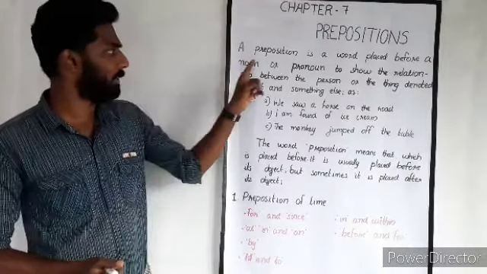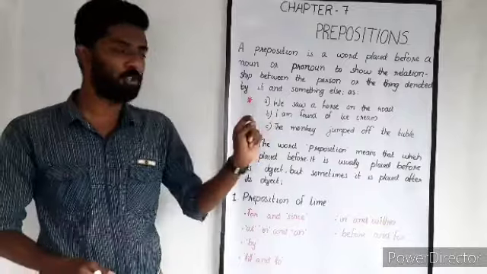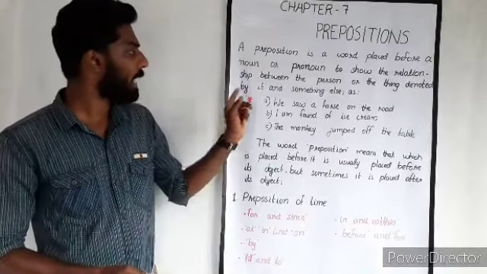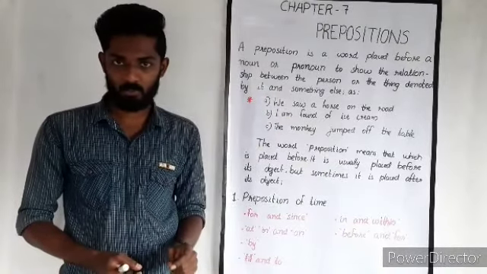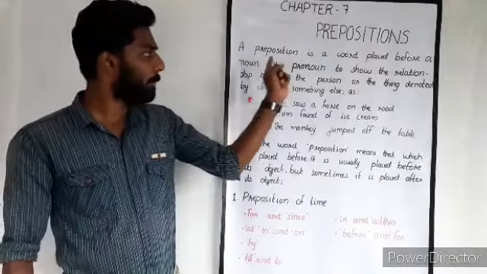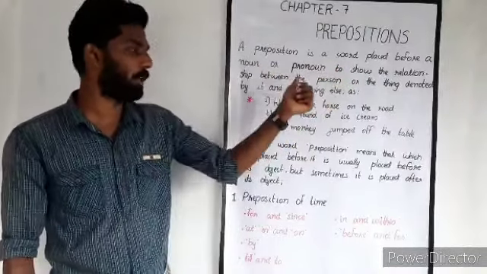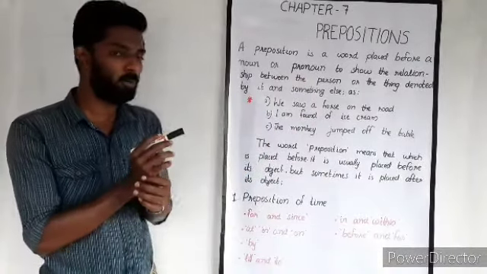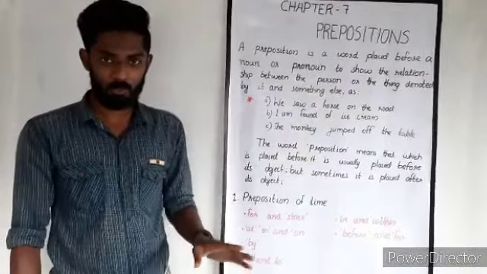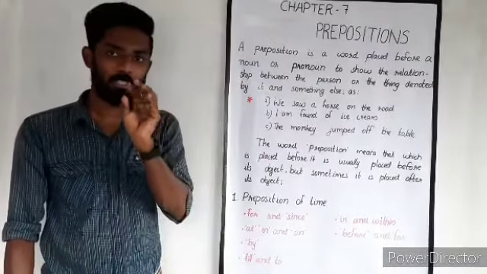As I have written here, a preposition is a word placed before a noun or a pronoun to show the relationship between the person or thing denoted by it and something else. This is the definition. So what does it mean? The important point is the relationship between the person or thing. The preposition shows that relationship.